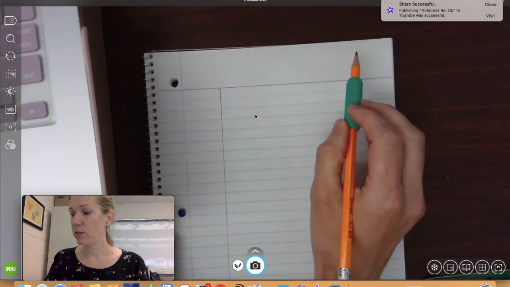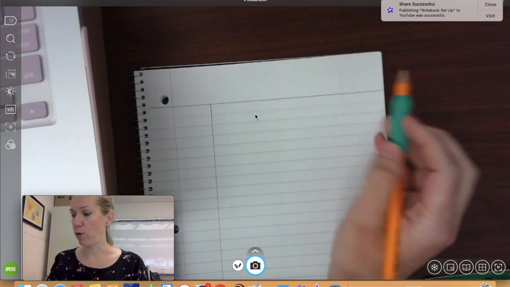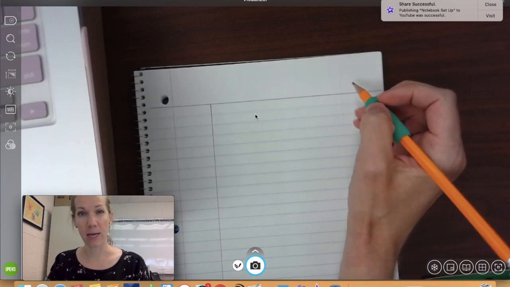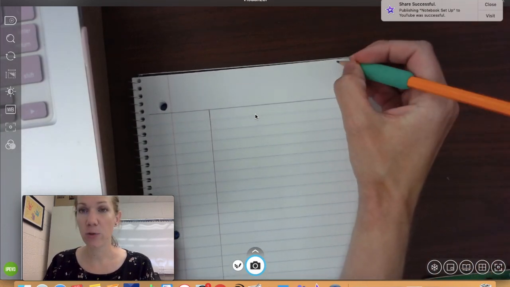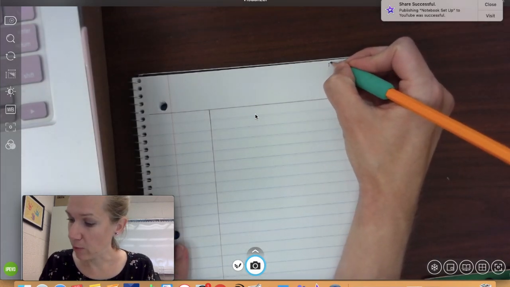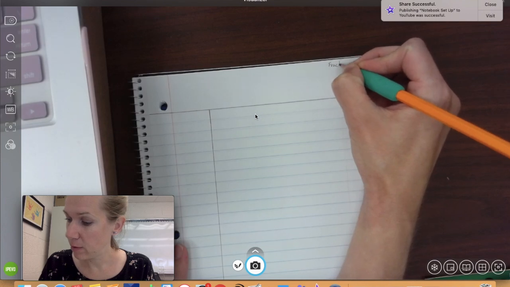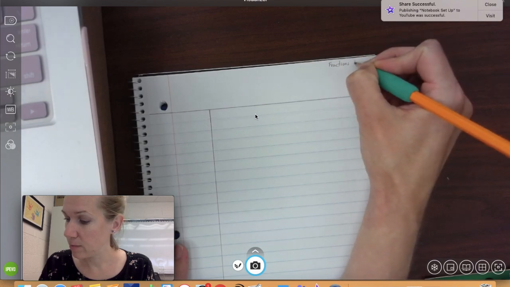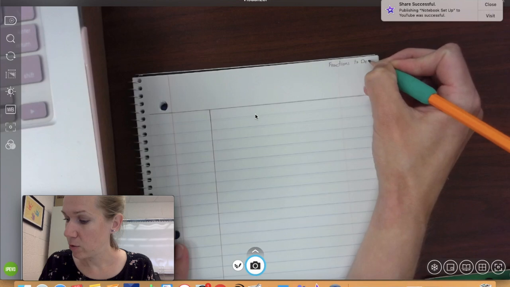First thing you need to do is go ahead and up in the upper corners, you're going to write the same thing that we're going to put on our table of contents. So today we're talking about turning fractions to decimals. So that's what I'm going to write up here. Fractions to decimals.